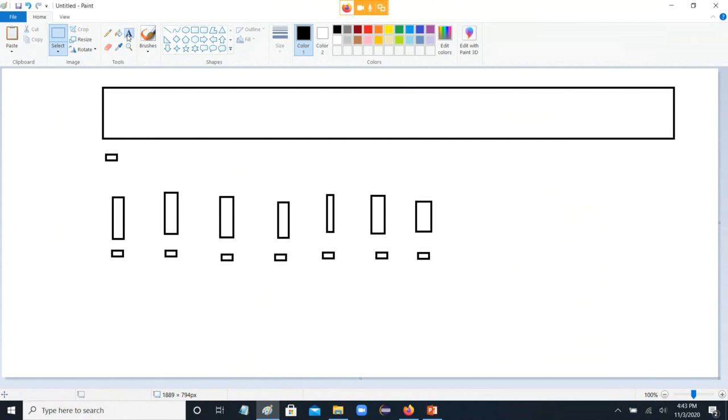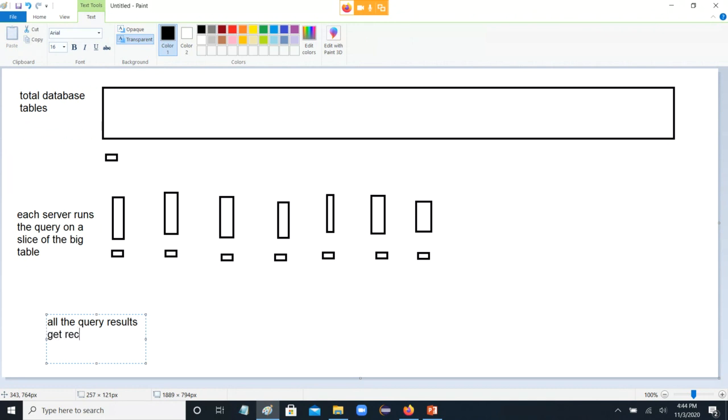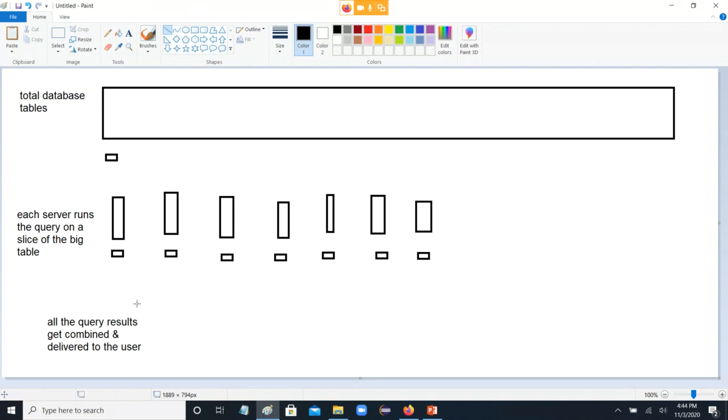Now each query runs. So here's the total database tables, okay. Each server runs the query on a slice of the big table, and then all the query results get recompiled, combined and delivered to the user. Okay, so all these are brought back together, everything from here to here. We have this batch of query results, and that's it.